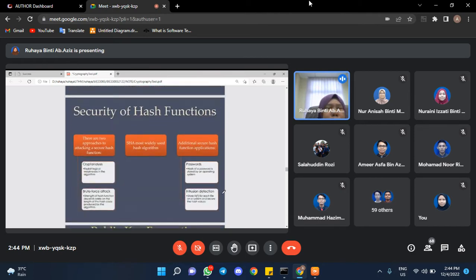Security of hash function, there are two approaches to attacking a secure hash function. Actually, it is similar with symmetric tadi. They can exploit by cryptanalysis or brute force attack on hash functions.